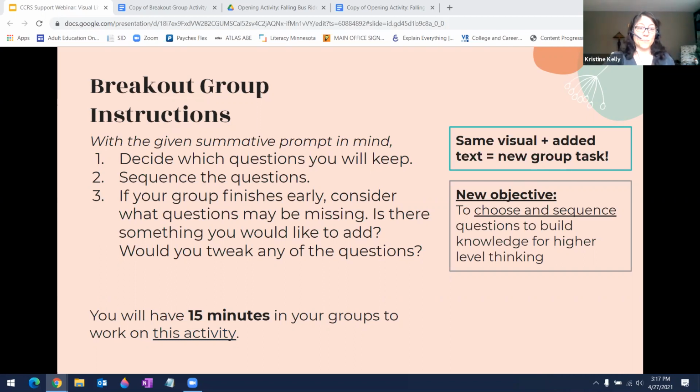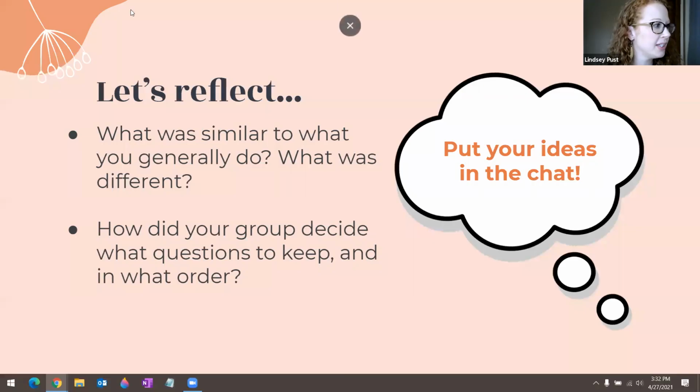So that's it. With no further ado, I'm going to open the rooms. People are coming in to the main room here.